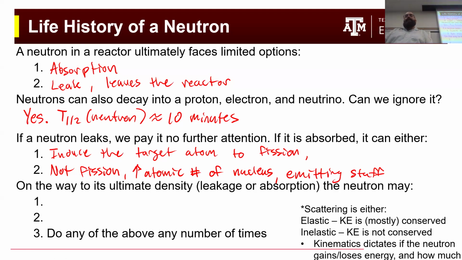And on the way to that ultimate destination of either being absorbed into something or leaking out of the reactor, a neutron can go very far without having any interactions at all. So these neutrons can move arbitrarily far without interaction.